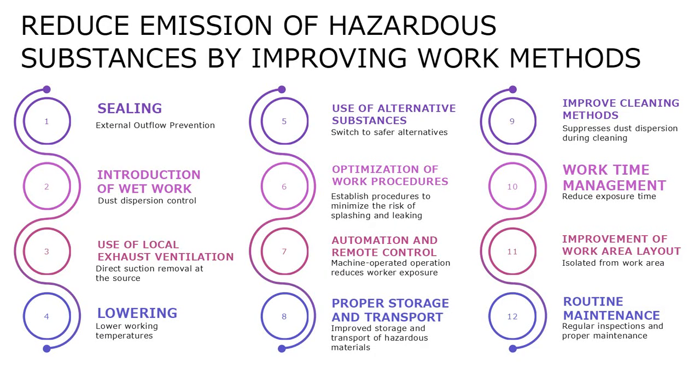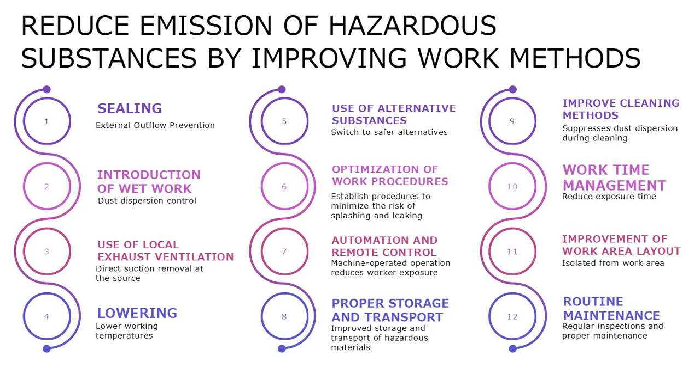The first is to seal up. Processes that handle hazardous substances should be conducted in sealed systems as much as possible to prevent leakage to the outside. The second is to switch to wet work. In operations where dust is generated, wet work with water or oil is used to control the dispersal of dust. Third, use local exhaust ventilation. Local exhaust ventilation is installed at the point where hazardous substances are generated to remove them by suction directly at the source. This can significantly reduce the concentration of hazardous substances in the work environment.